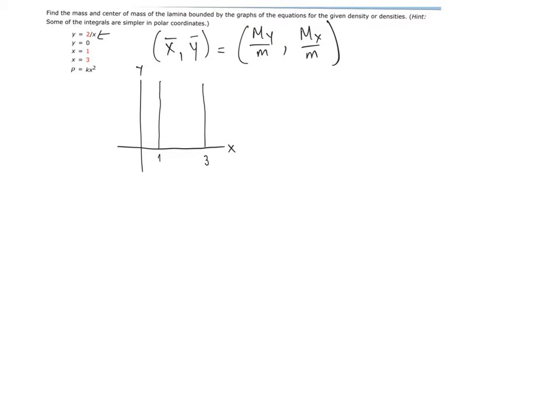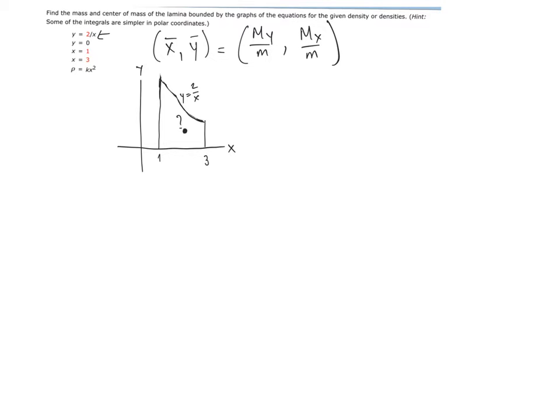So now you have a curve of 2 over x. It's going to look something like this. Very bad drawing, but you get the point. Okay, something like that. And then this is your y equal to 2 over x. And they ask you to find the center of mass somewhere right here.